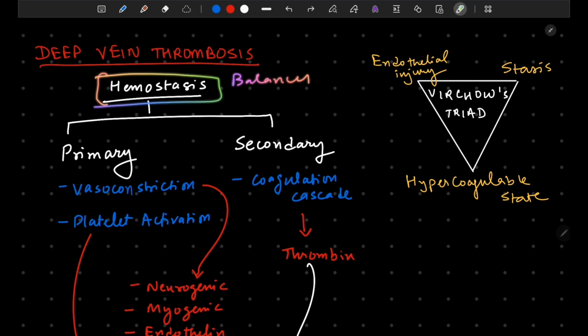and dissolution. Any disturbance in hemostasis, which can be due to endothelial injury, stasis, or hypercoagulable state, can lead to disturbance in this Virchow's triad. This disturbance can cause disturbance in the hemostasis, and this disturbance can lead to activation of primary pathways and secondary pathways.